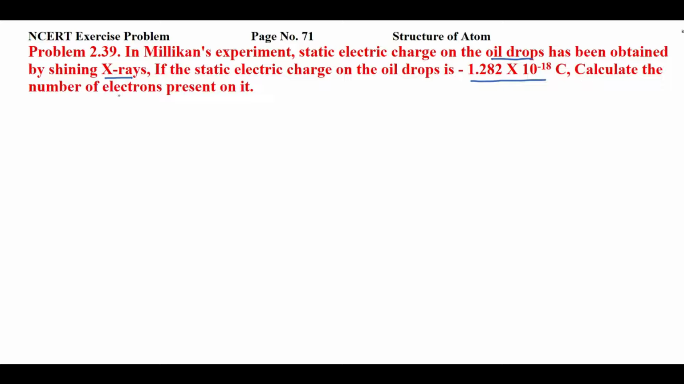Now the main question is how many electrons are present due to which this total static electric charge exists, right? Here we have to find the number of electrons. So first of all we'll see the charge of one electron. That means you can write over here, charge of one electron equal to minus 1.6022 into 10 raised to power minus 19 coulomb, right?